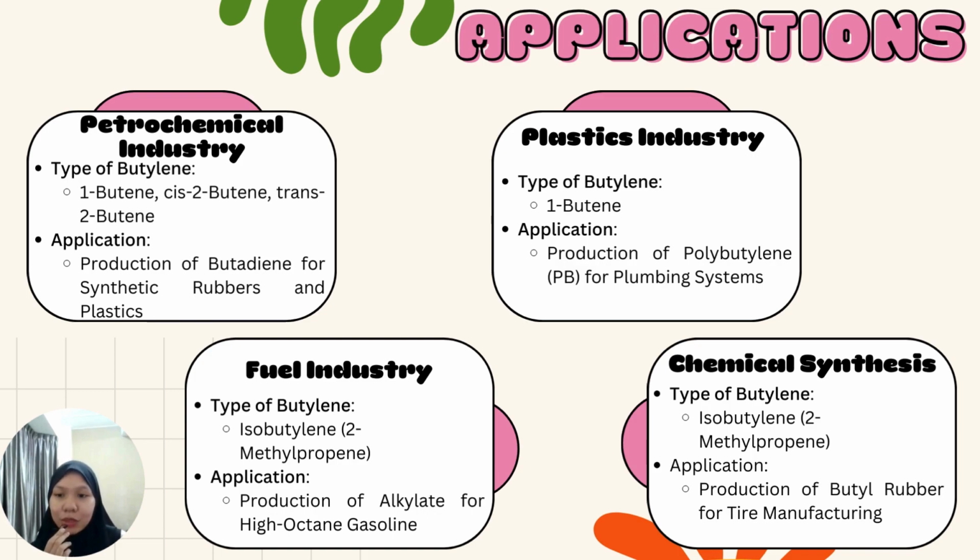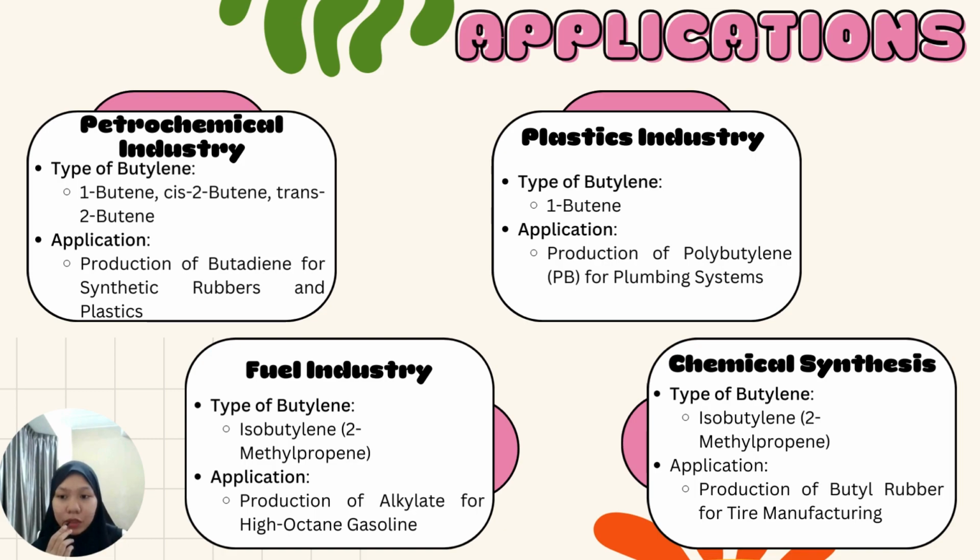In the plastic industry, butylenes are used in the production of polybutylene (PB), a thermoplastic polymer known for its excellent chemical resistance and flexibility. Polybutylene is synthesized by polymerizing 1-butene or a mixture of butylenes, yielding a material with unique properties suitable for various applications. Polybutylene is commonly used in plumbing systems for hot and cold water distribution due to its low cost, ease of installation, and resistance to corrosion and scaling. Its versatility and durability make it a preferred material for plumbing pipes, fittings, and connectors, contributing to its widespread adoption in the construction and building industries.